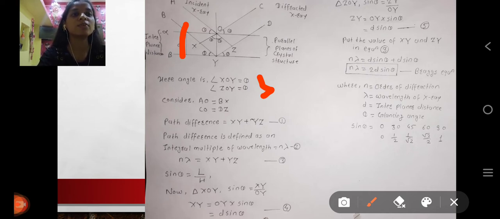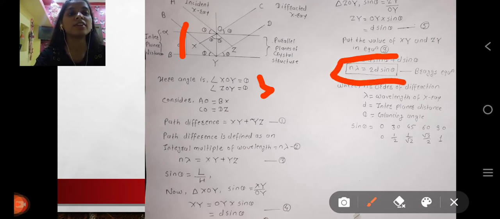So put the value of xy and zy in equation number 3. So n lambda is equal to d sin theta plus d sin theta. n lambda is equal to 2d sin theta. This is the real equation of Bragg's law, where n is the order of diffraction.